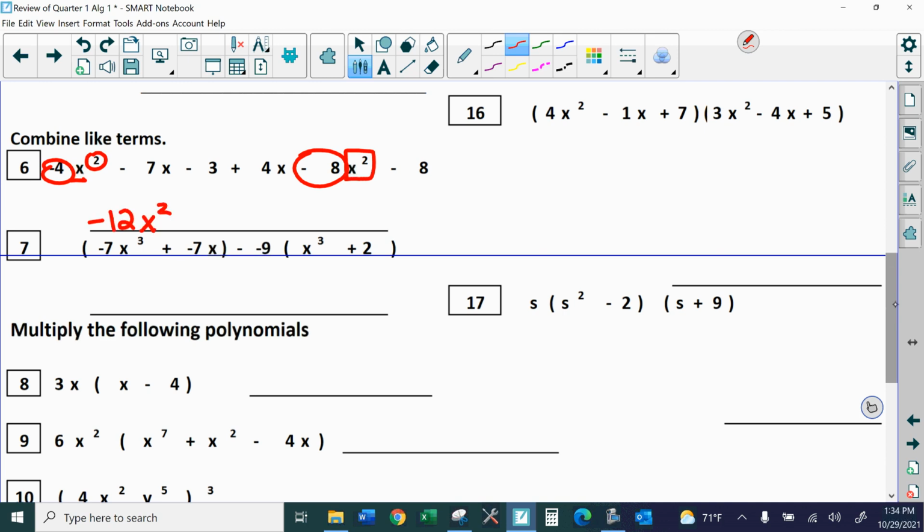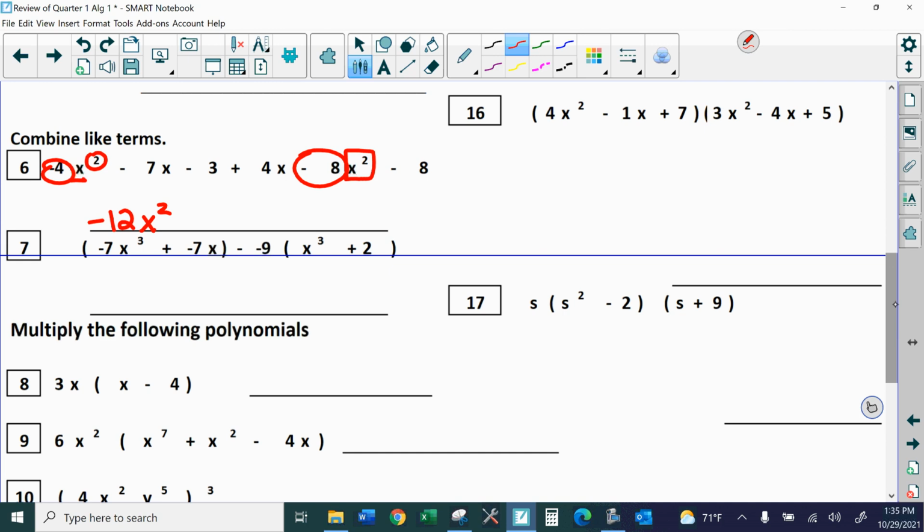Now, we have people that would add up those exponents and put a 4 in there. Okay? Think of it like this. If I have negative 4 apples and negative 8 apples, the x squared representing apples, I just get negative 12 apples. I don't get apples squared, just negative 12 apples. So the like terms remain the same. You just add the coefficients. Remember, a number in front of a variable is called a coefficient.